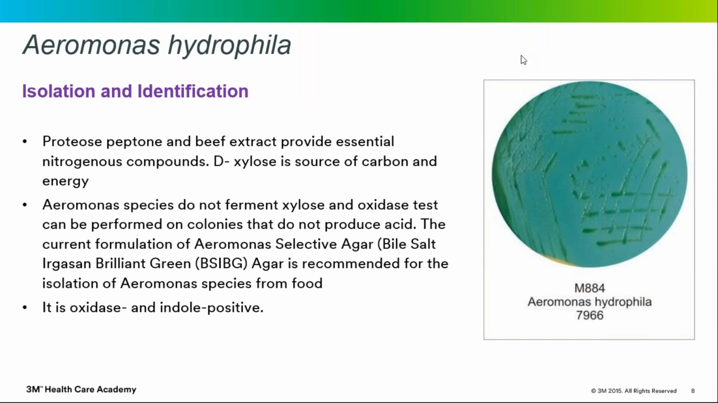Now coming to the isolation and identification. Proteose peptone and beef extract provide essential nitrogenous compounds. D-xylose is a source of carbon and energy for these organisms. Aeromonas species do not ferment xylose, and the oxidase test can be performed on colonies that do not produce acid. The current formulation of Aeromonas selective agar, which is BSIBG, bile salt irgasan brilliant green agar, is recommended for the isolation of Aeromonas species from food. It is oxidase positive and indole positive.